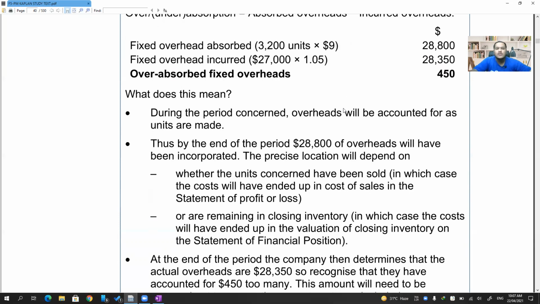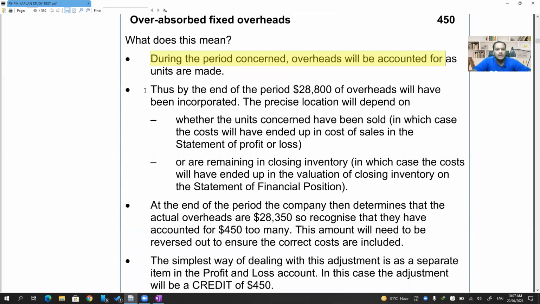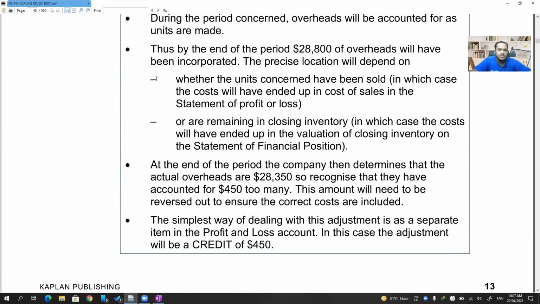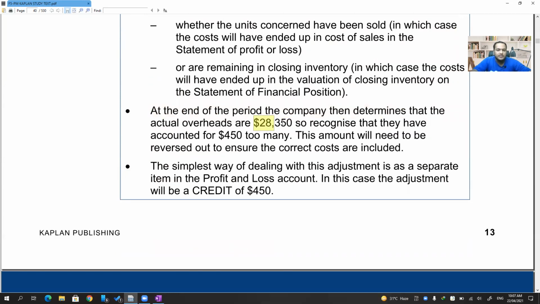This over absorption is good for the company. You have spent 28,350, but you absorbed 28,800. So you absorbed 450 extra, which needs to be reversed and credited back to the P&L. During the period, overheads were accounted for as and when the units were made. Thus, by the end of the period, 28,800 will have been incorporated into the cost P&L. If the units are already sold, it will be in the cost of goods sold. If they are in the closing stock, it will be in the inventory valuation. Then at the end of the period, the company determines the actual cost is only 28,350. So we charged 450 surplus, and this amount has to be credited back to the profit and loss, right?